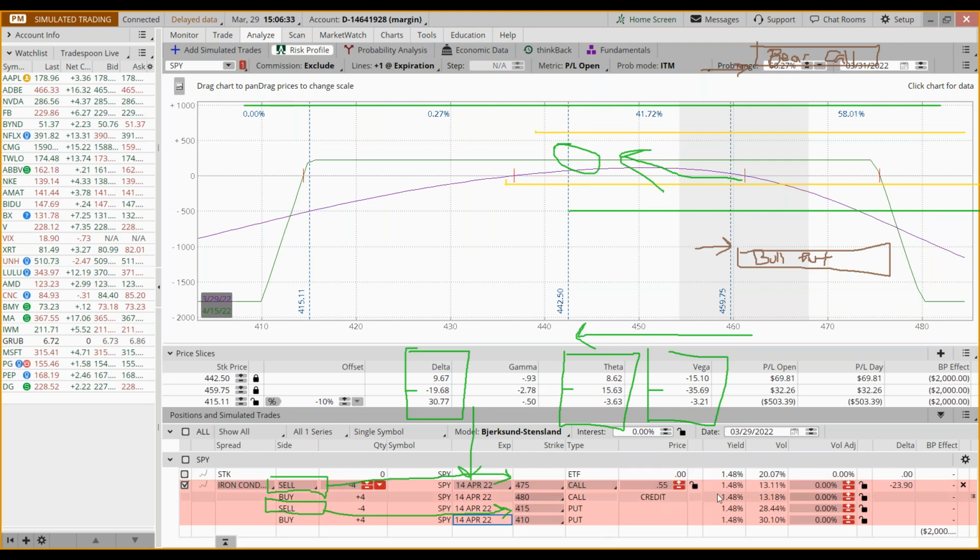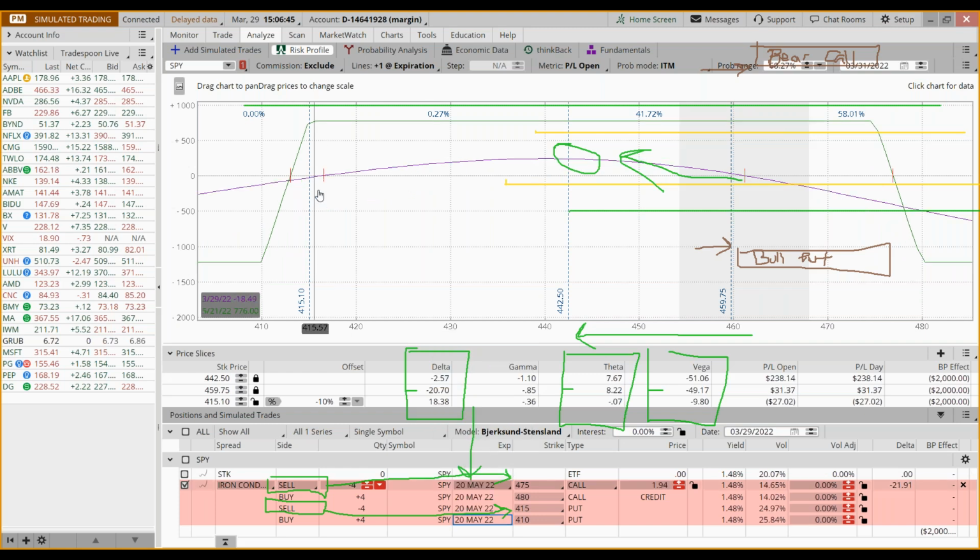You'll notice, first of all, look at my credit, 55 cents. So this little above ground structure here is not very big. If I go, let me show you May again so you can see the contrast. Boom. Look how high it sits. It's big and tall. $2 of credit, right?